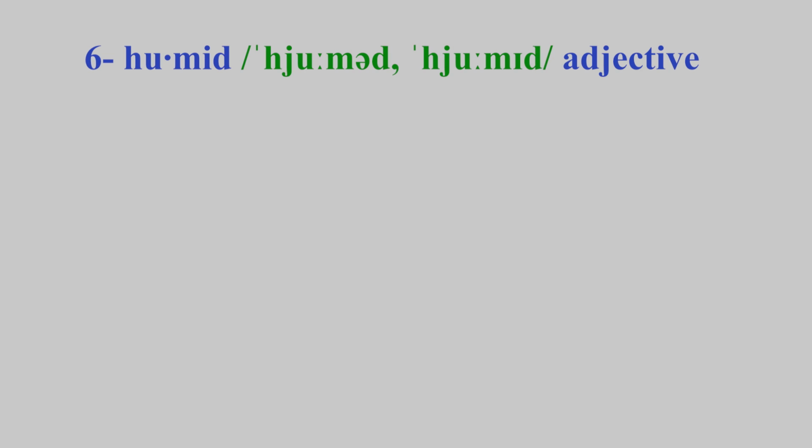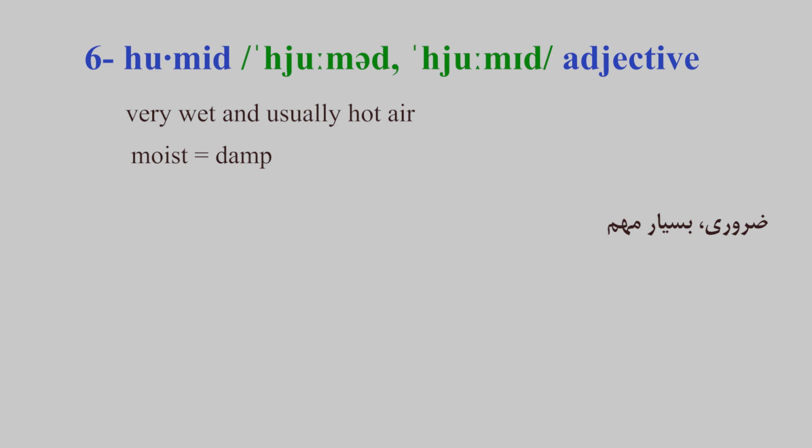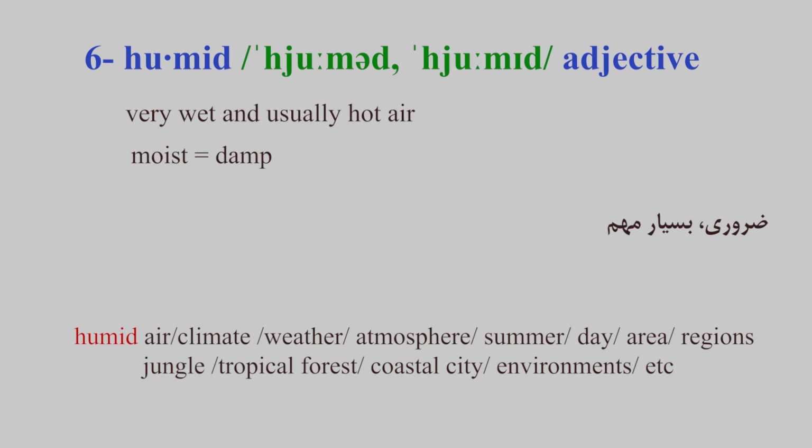And the next word is word number six. It is humid and it is an adjective. It means very wet and usually hot air. And the synonyms for it are moist and damp. The north of Iran, in Shomal, you know, it is mostly humid. And in the south of Iran, in Bandar Abbas, it is also mostly humid too. You know, they have kind of a humid climate.